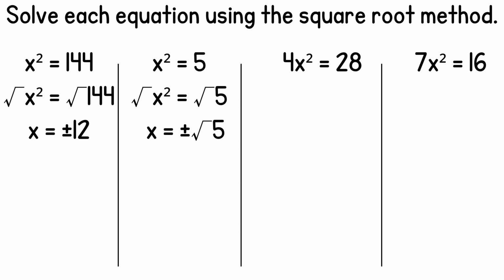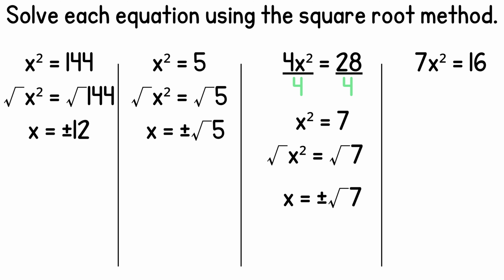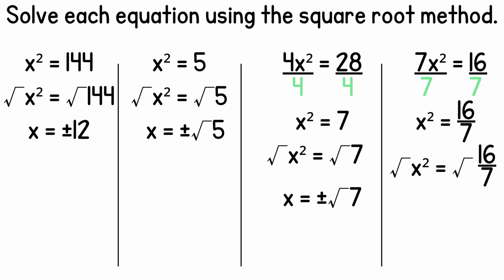Now let's look at 4x squared equals 28. We'll start by dividing by 4 so that our square term is isolated. This gives us x squared is equal to 7. Now we can take the square root of each side, so we get x is equal to positive and negative radical 7. In our last example, we'll start by dividing by 7 so that x squared is isolated. We get x squared is equal to 16 over 7. If we take the square root of each side, then we'll get x is equal to positive and negative 4 over radical 7. The square root of 16 was simplified to 4, but the square root of 7 isn't a perfect square, so we'll just leave it under the radical.